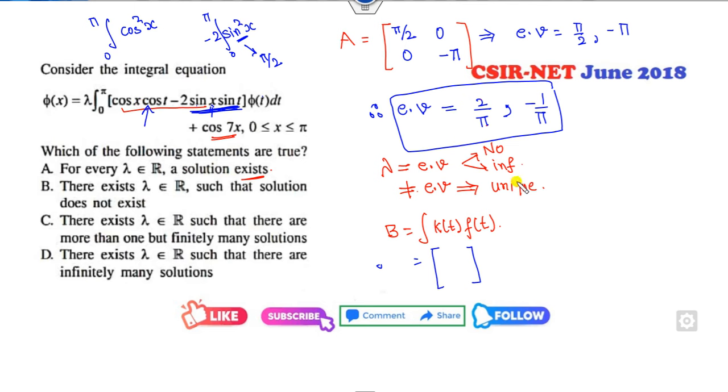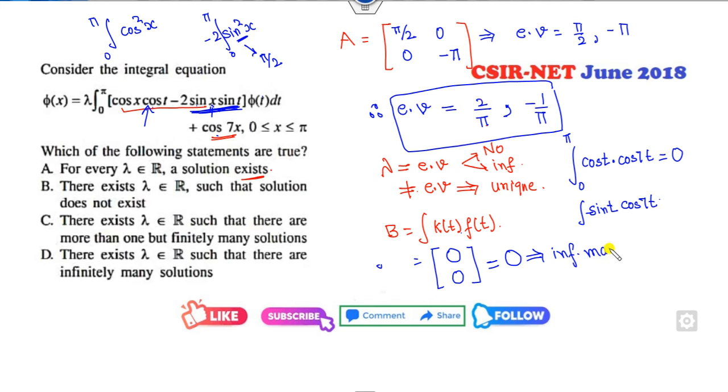So the first value is the integration of cos of t and cos of 7t. By using the orthogonal property, this number will be 0. The first value is my 0. For the second case, it is sine of t and cos of 7t. Again, by the orthogonal property, this is my 0. So once they are 0, the B value will be 0. That means you will get infinitely many solutions.